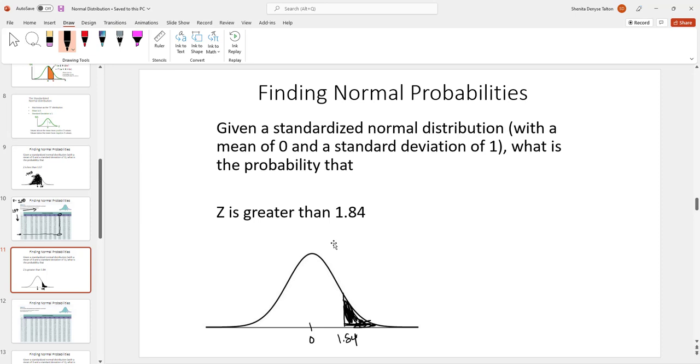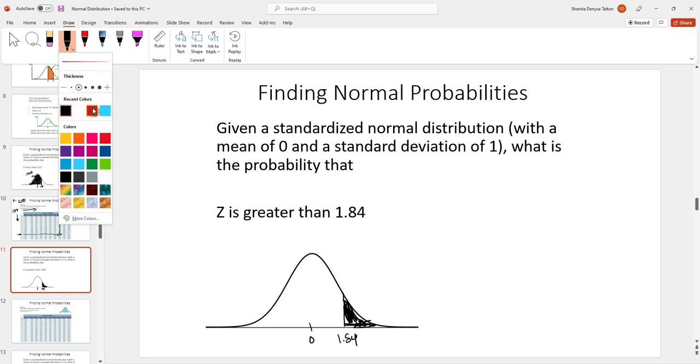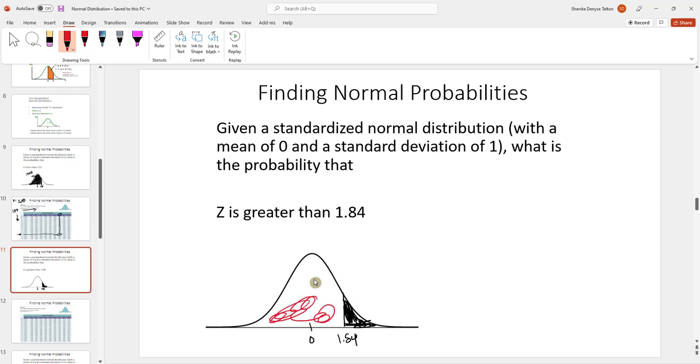Okay, well the thing is, the table gives you the area to the left of that. So I'll go ahead and draw it. The table will give you this red area, but that's not the area we want. We want the one that's in black. But what we have to do is figure out the area in red. Once we get that, we can subtract it from 1 to get the area in black, because once you add the red and the black, remember the area underneath the graph is 1. So adding these two colors up will give you 1.